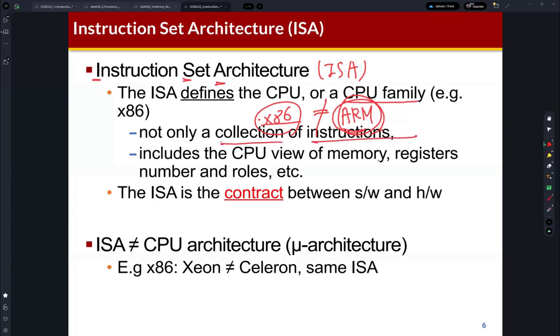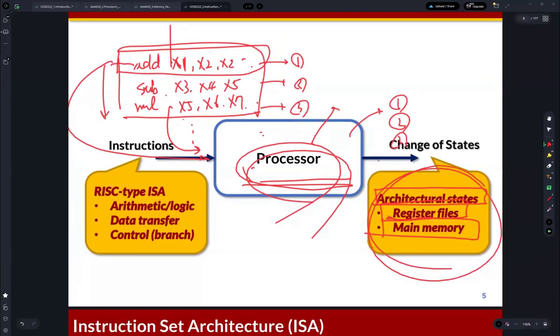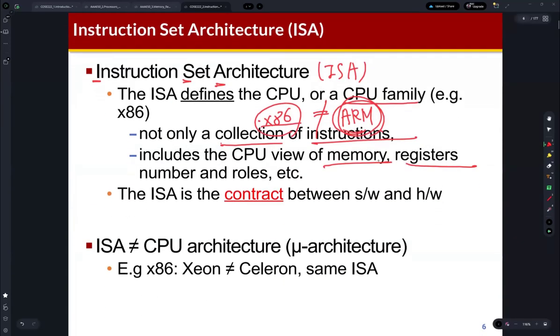It also defines the output, the result of instructions. Also, the instruction set architecture includes the memory and registers. Obviously, the result of instructions is a change of state in the register files and main memory. The ISA also defines the memory structure and registers, such as the number of registers and the size of registers.